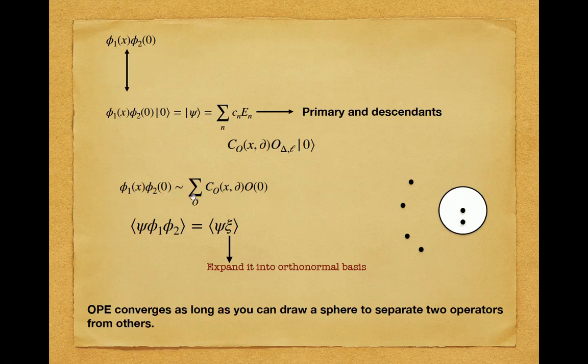But you also have to be worried about when this kind of expansion is okay. So when is it okay? It's okay when you can draw a sphere inside which those two operators, of which you are interested in computing the OPE, are contained. Basically, if you are interested in computing the OPE of this field and this field, then you should be able to draw a sphere without including any other operator while drawing the sphere. So if you can draw a sphere like this, you are done. Okay.